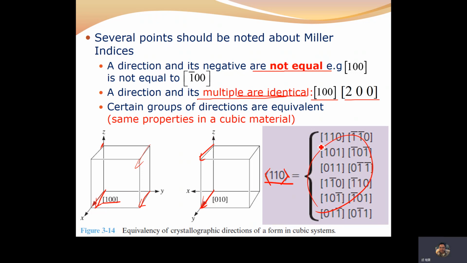For example, if we want to draw the crystal direction 110 in this unit cell, it should be like this, right? 110. So if we look at the unit cell behind this one, if we draw the other, identical unit cell like this, or this direction, they are all identical. They all belong to the equivalent crystal direction 110.